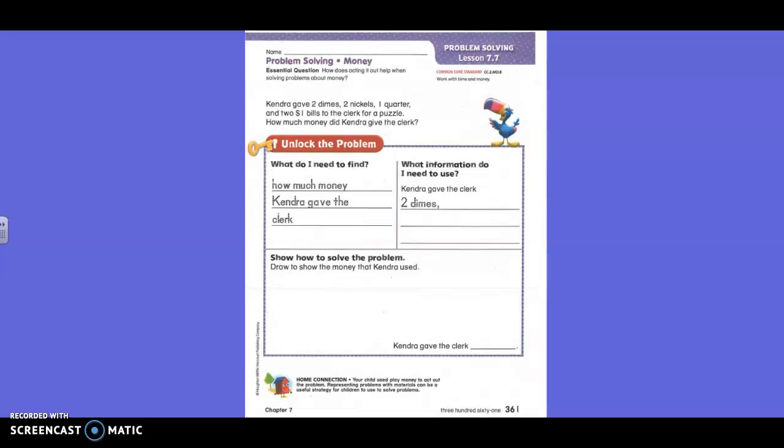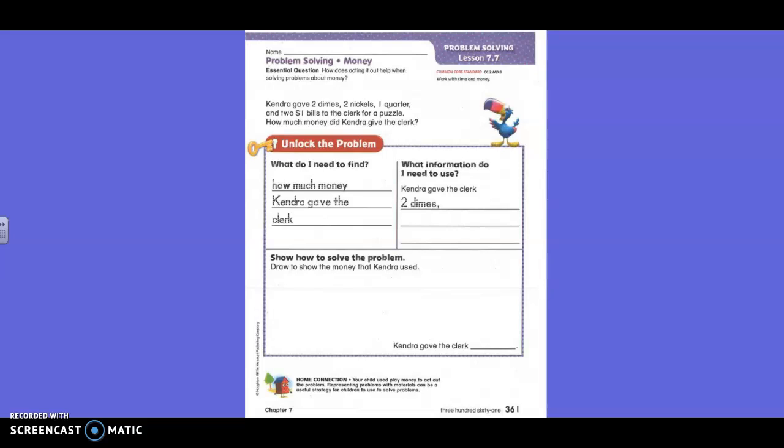Kendra gave 2 dimes, 2 nickels, 1 quarter, and 2 $1 bills to the clerk for a puzzle. How much money did Kendra give the clerk? Okay, what do we need to find? How much money did Kendra give the clerk? What do you think about that?